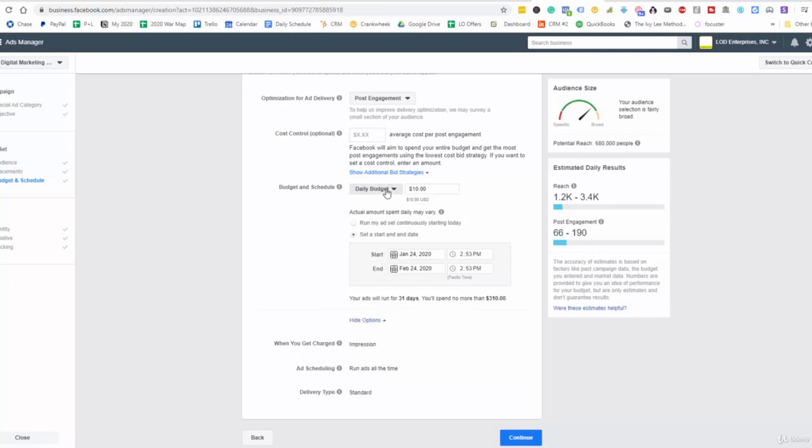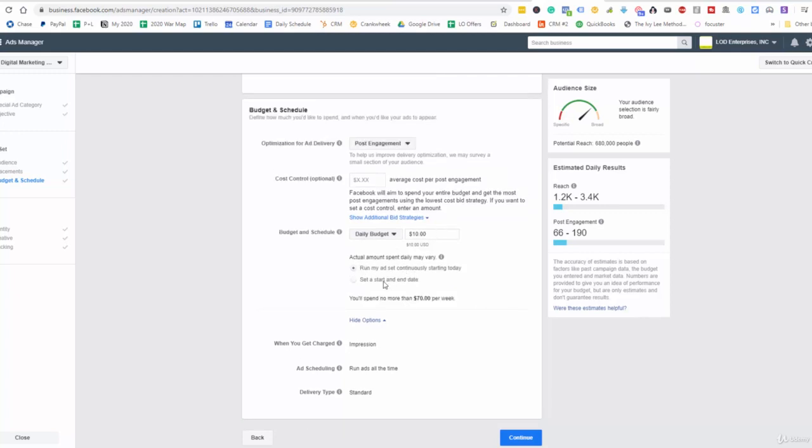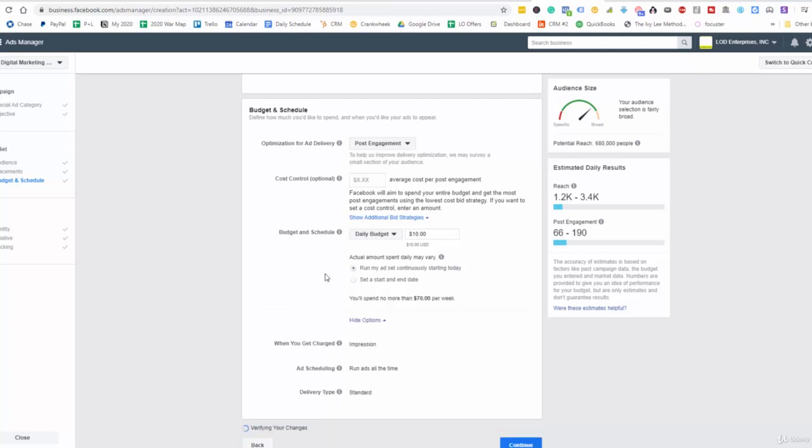What you can also do is have like a lifetime budget, but I wouldn't recommend that for what we're doing here in the local space. And for the majority of the type of businesses that we're going to be working with, the daily budget is just fine. And just running the ads continuously and understanding that some businesses may only want to run ads during the day, during certain hours, and we can set that up right here, okay? So this is really all you need to know here as far as the budget and schedule.